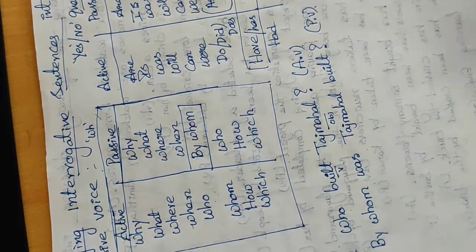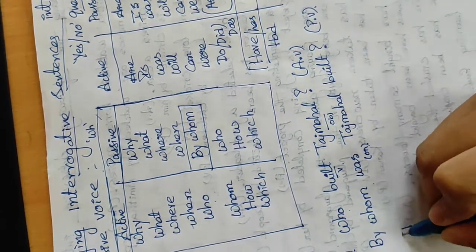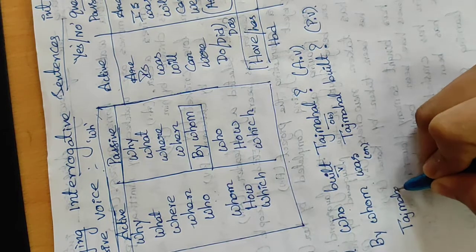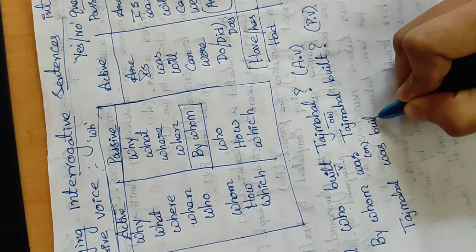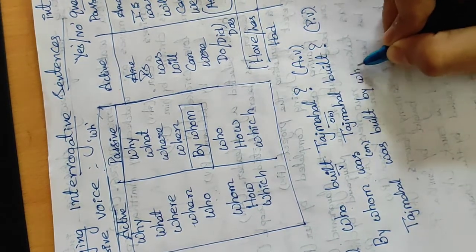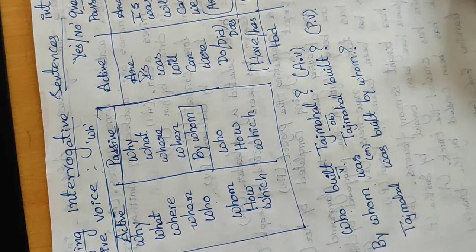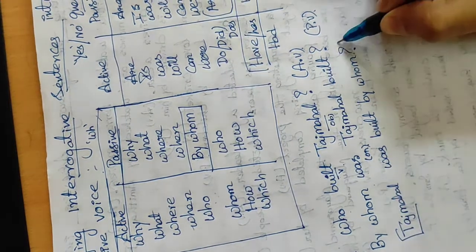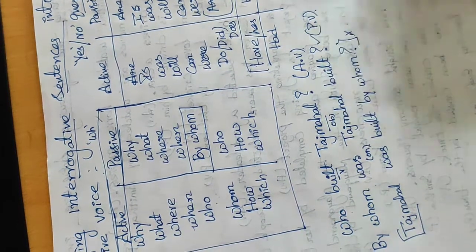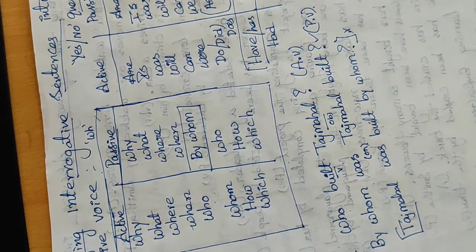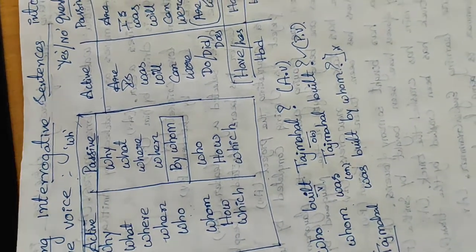Another form also there, we can write another form. Let me tell, by whom was Taj Mahal built, or Taj Mahal was built by whom? Okay, but don't go with this form. Better always go with the first form. Understood? Next, shall we go to the next example?